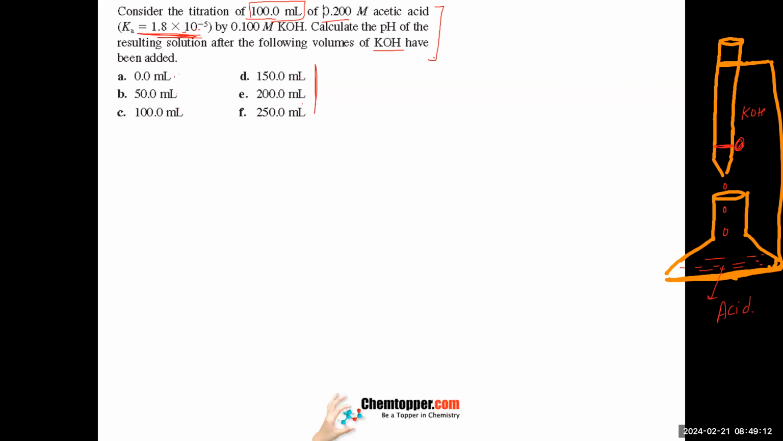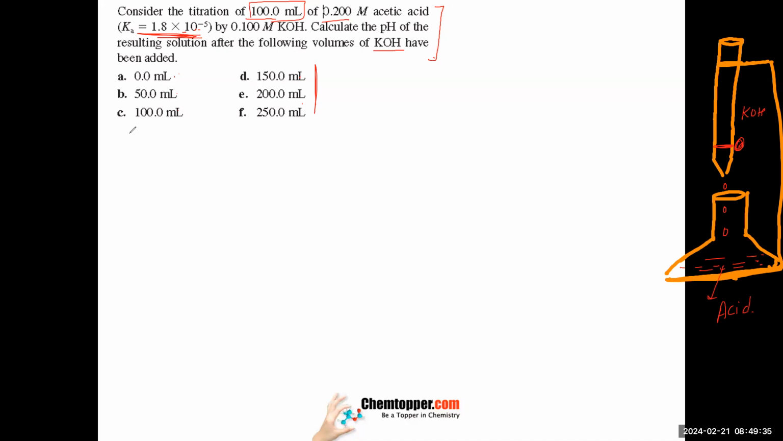Children, this is very important. Don't miss it. This is going to cover whatever we have done till now. We have done the buffers. We have done how to calculate the pH of weak acids. We have done how to calculate the pH of salts. Everything is getting repeated here. So please focus. First thing is, I will write down the reaction.